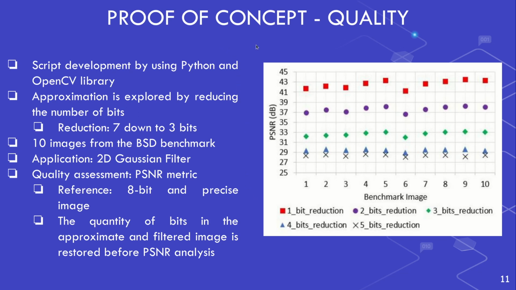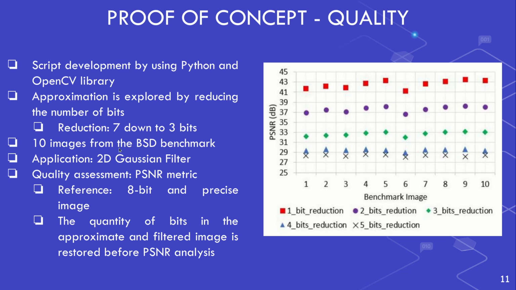This proof of concept, in terms of quality, is based on a script developed using the Python language and the OpenCV library, and the approximation is based on the exploration and reduction of the number of bits of both input images and the filter, and this reduction can be seen as ranging from 7 down to 3 bits. To validate this proof of concept we use 10 different images from the Berkeley segmentation dataset benchmark.